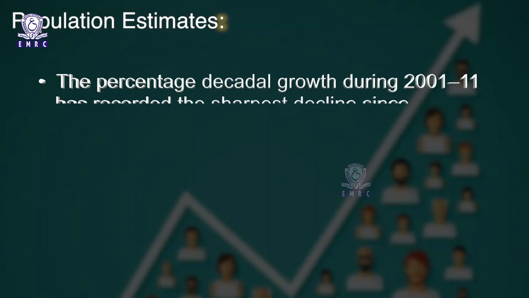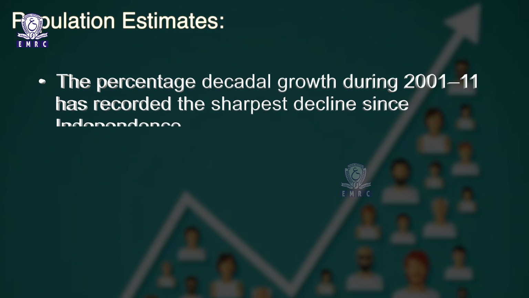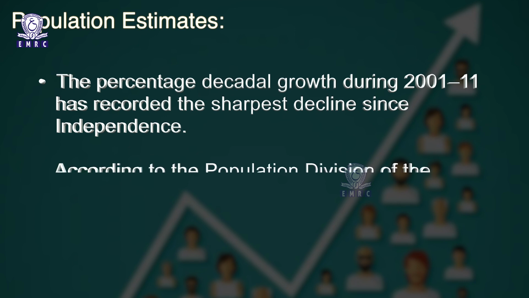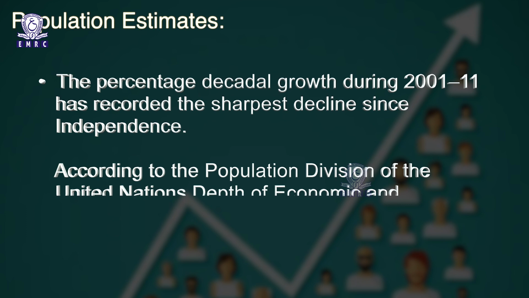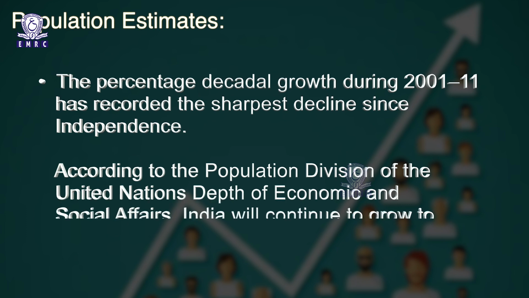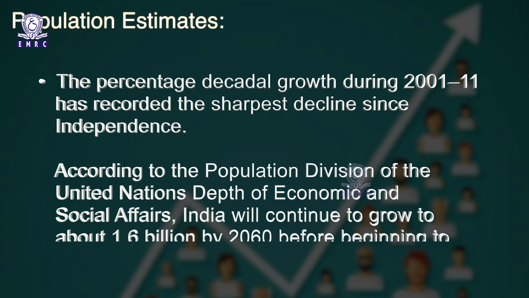Population estimates. It is encouraging to note that 2001 to 11 is the first decade, with the exception of 1911-21, when the absolute increase in the population over the 10-year period has been less than the previous decade. The percentage decadal growth during 2001 to 11 has recorded the sharpest decline since independence. According to the Population Division of United Nations Department of Economic and Social Affairs, India will continue to grow to about 1.6 billion by 2060 before beginning to decline.